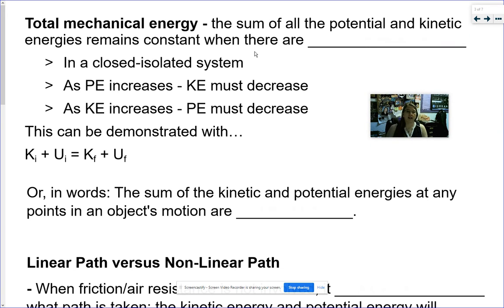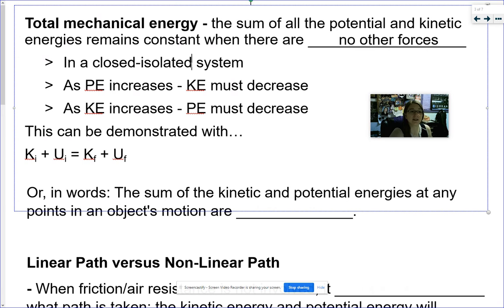So once more, talking about total mechanical energy. We just said total energy has to include those dissipated forces, the internal energy. If we're just talking about mechanical energy, the sum of the potential and kinetic remains constant when there are no other forces. So once more, if there's no friction, which is what it means in a closed, isolated system, this means there's no other forces acting besides the object and gravity, typically, in almost all cases.